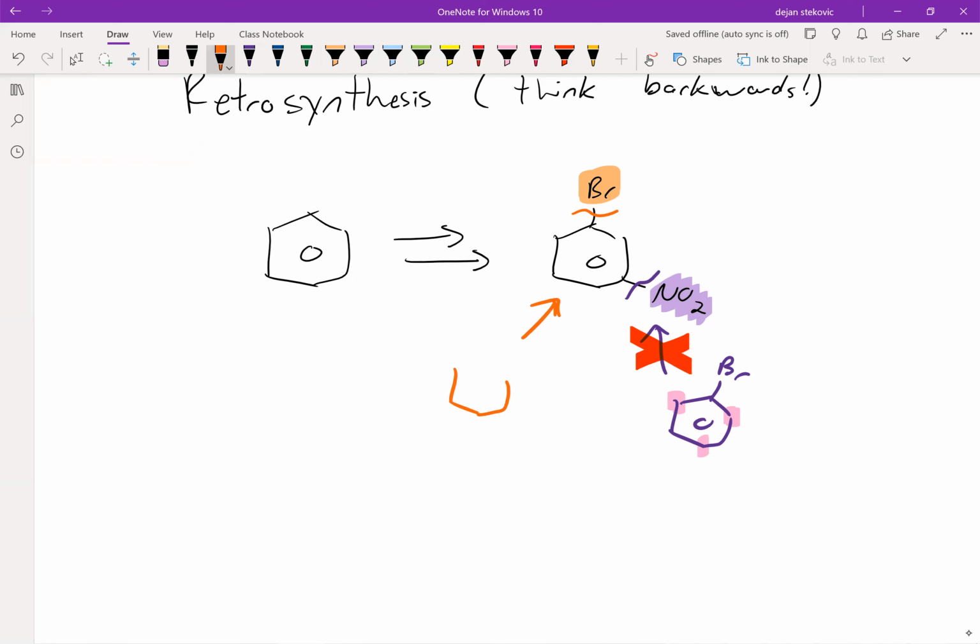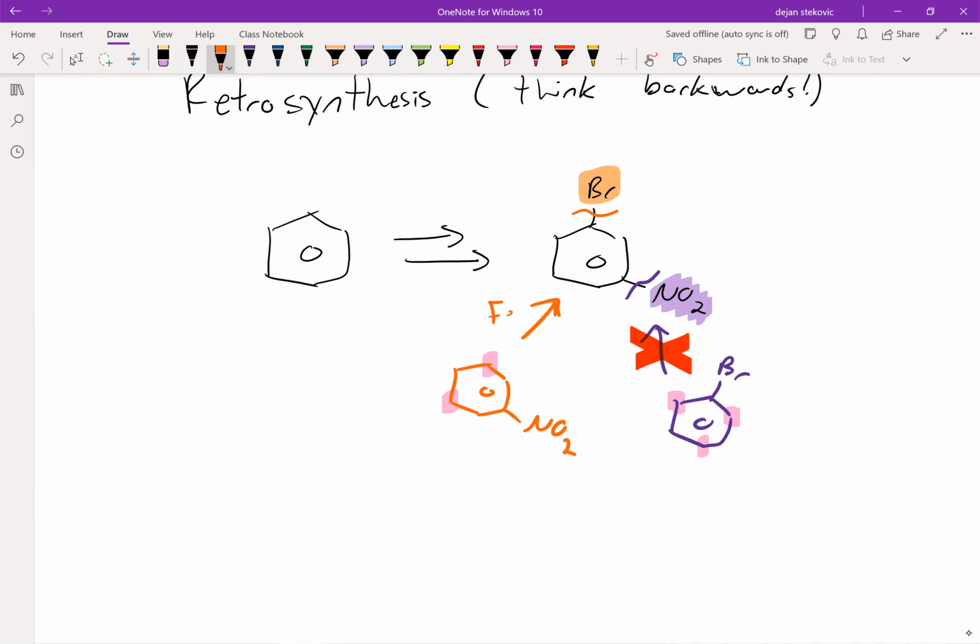That means that our nitro group was already there. As we know, a nitro group is an electron withdrawing group, so it's going to direct meta to one another. And in this case, we can see that the bromine is meta to the nitro group. So in this case, this synthetic pathway would work, right?